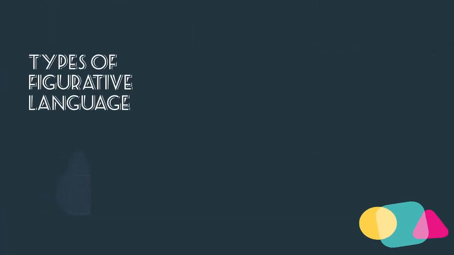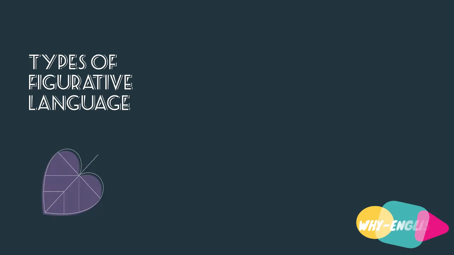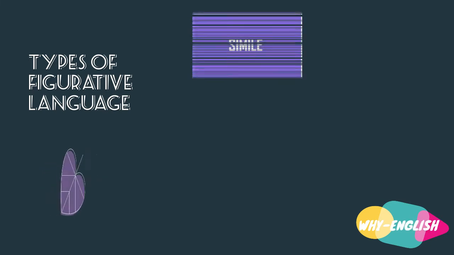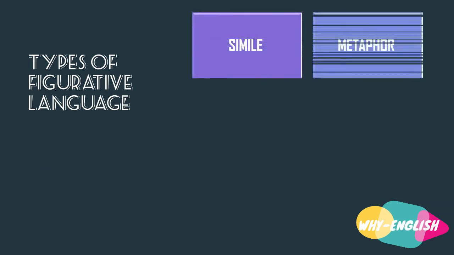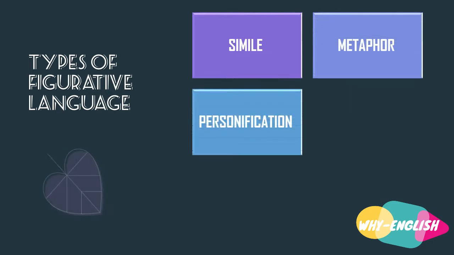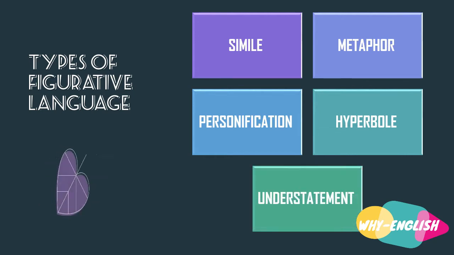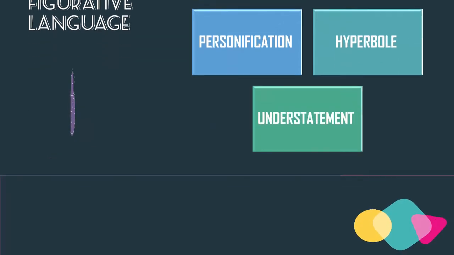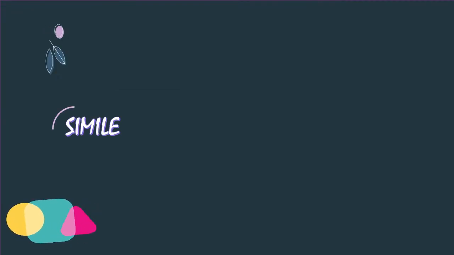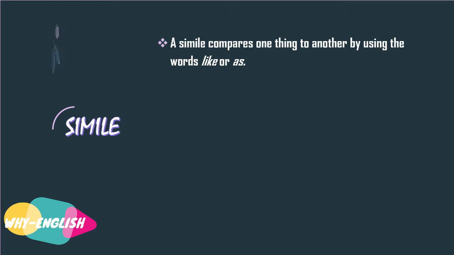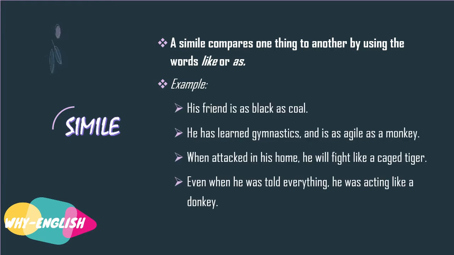Today, we are going to learn 5 types of figurative language. First, simile, metaphor, personification, hyperbole, and understatement. First, simile. A simile compares one thing to another by using the words like or as. Membandingkan satu benda dengan benda lainnya menggunakan kata-kata seperti atau bagaikan.